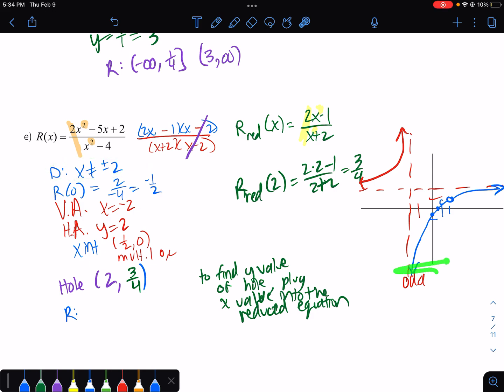Now, if I'm looking at the range, I have all these values here, but I don't have this y value right here, because I hopped over that y value. So I'm going from negative infinity all the way to 3/4, and I don't touch 3/4. And then I'm going from 3/4 to our horizontal asymptote, which is 2. And then I'm going from 2 to infinity, because there's nothing that says that I'm crossing this value there. Okay? So then that would be how we do that portion.